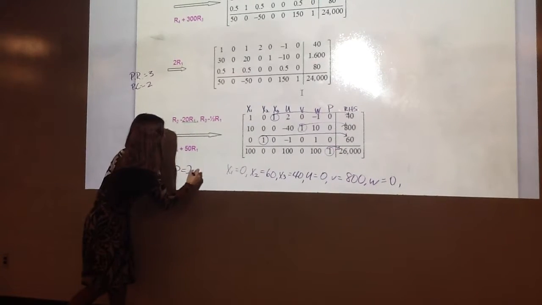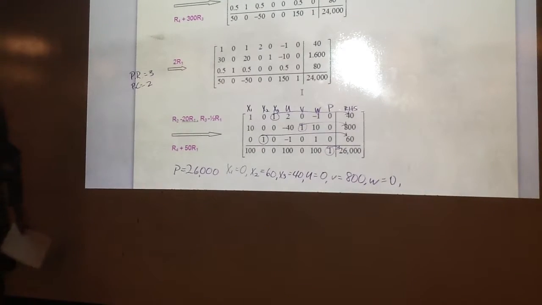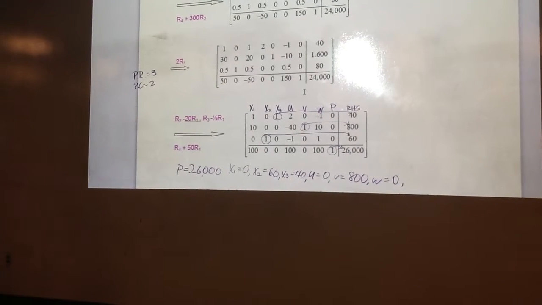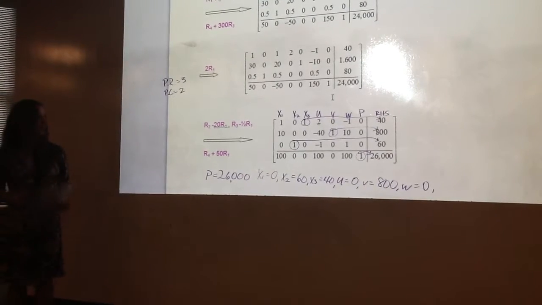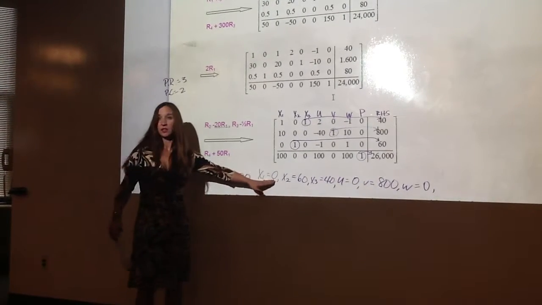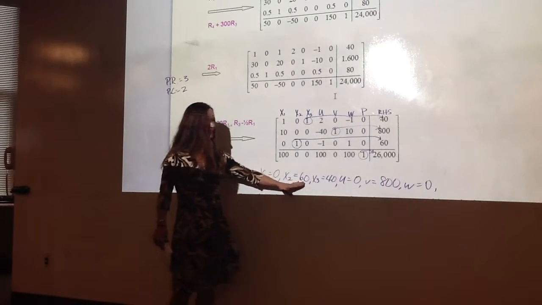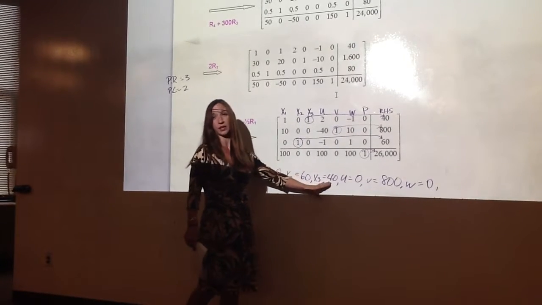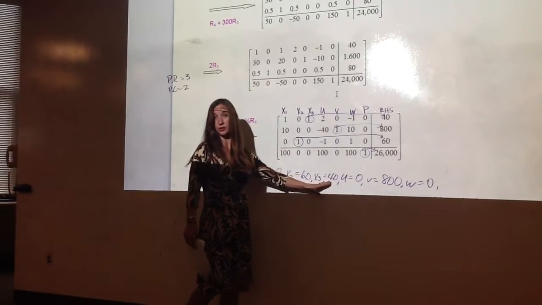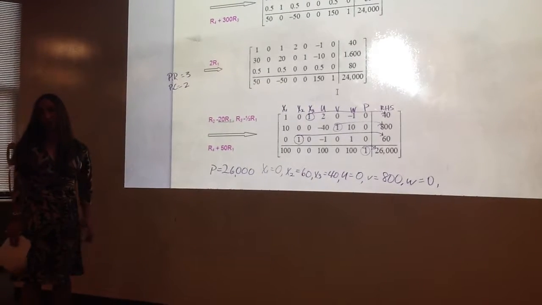So what the simplex method tells us when applied to this problem is that the farmer can make a maximum profit of $26,000 when he plants none of crop A, so that means no apples, 60 acres of crop B, or beans, and 40 acres of crop C, or corn. And he's got a slack variable there.